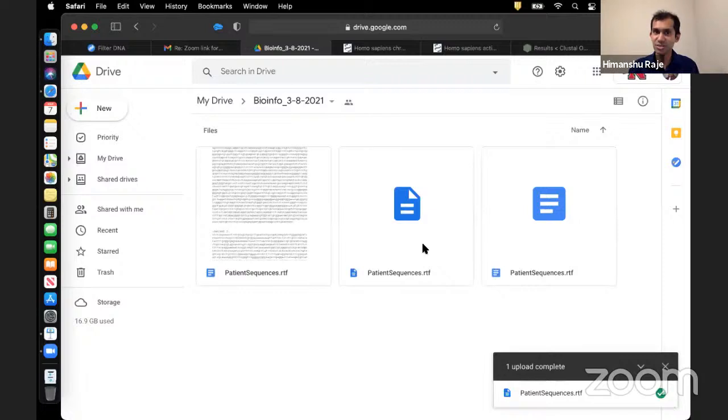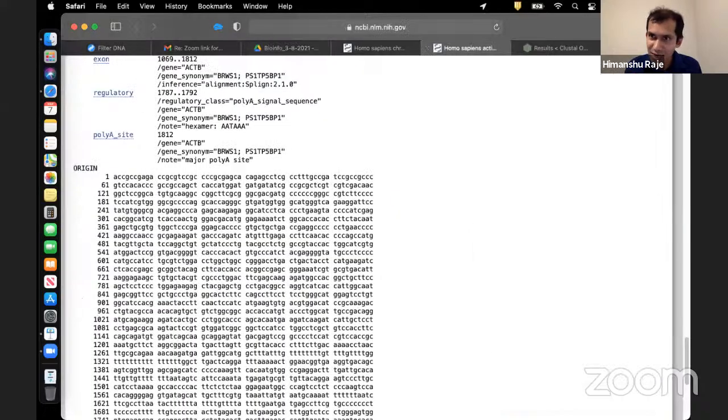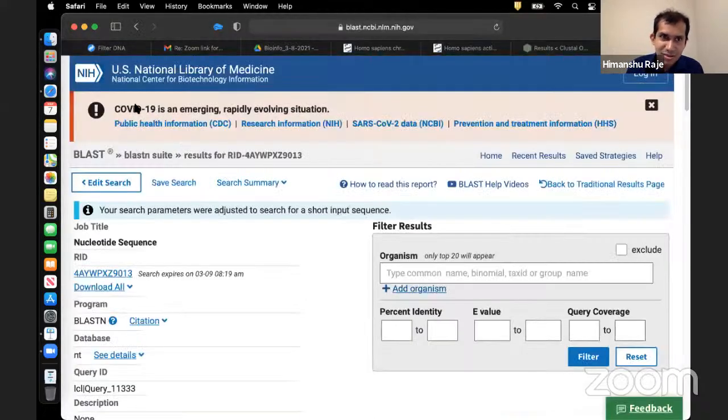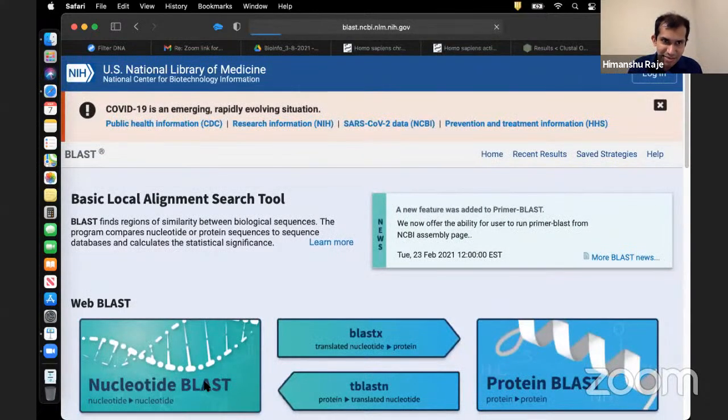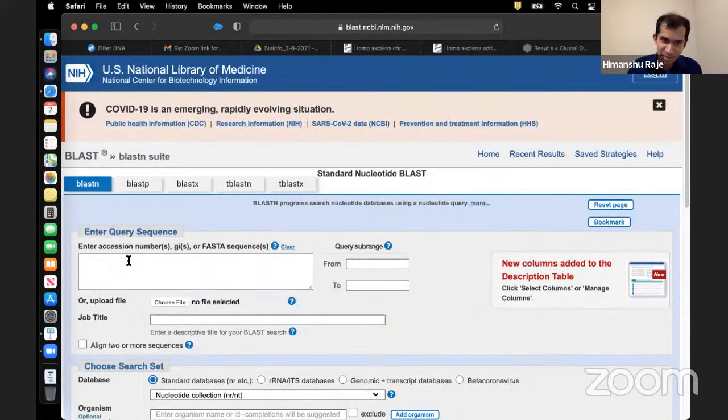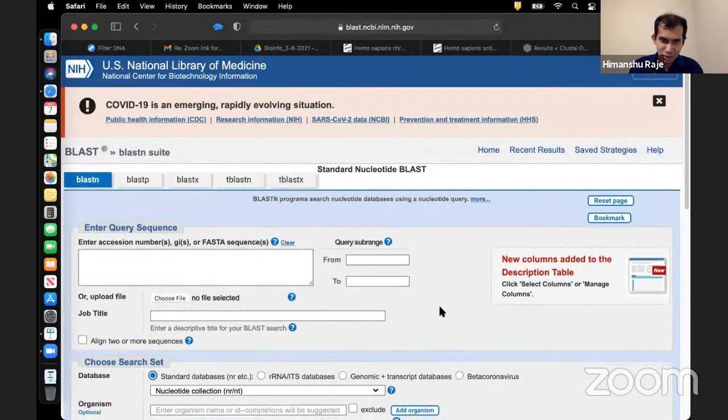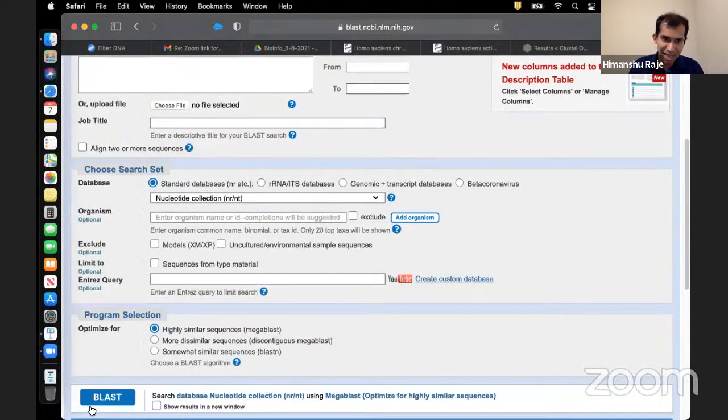So my question to you is, take these sequences individually and blast them. Don't blast them against human or any specific organism. Just put them in the query window of NCBI BLAST. So let's go back to BLAST, nucleotide BLAST. Just copy and paste. You don't even have to copy that greater than sign. Just copy and paste those sequences one by one, one patient at a time. Make sure you don't put any organism and just hit BLAST.